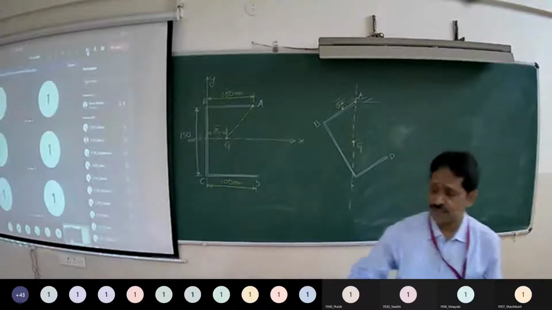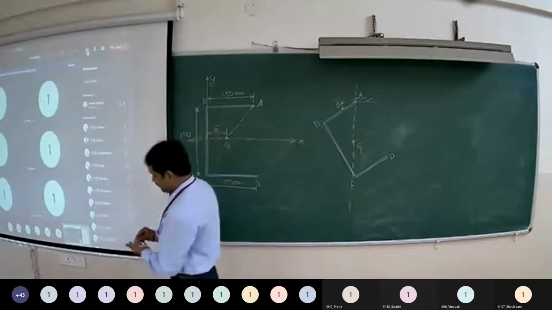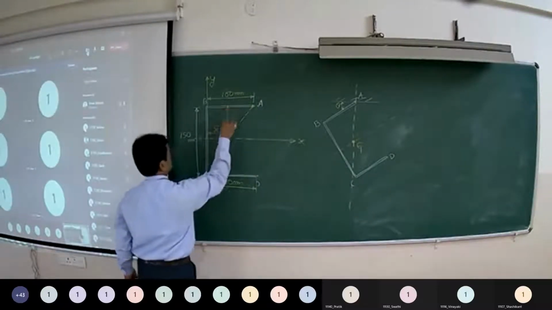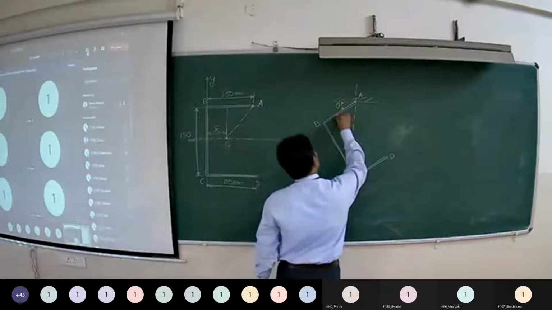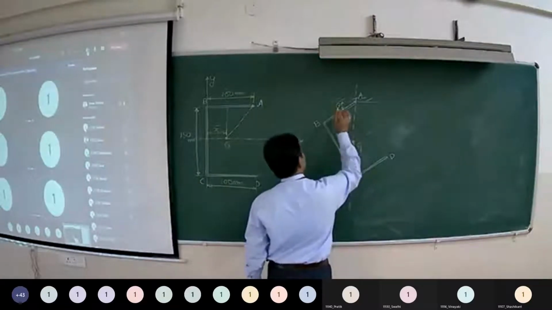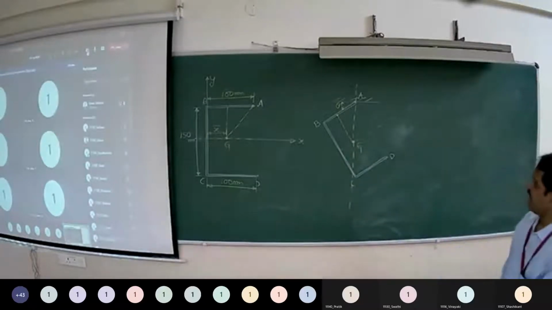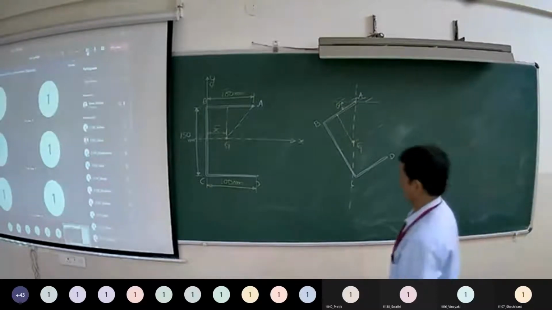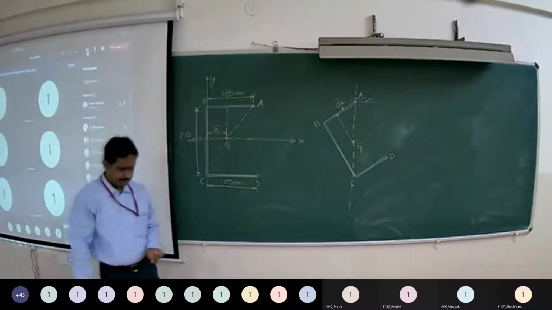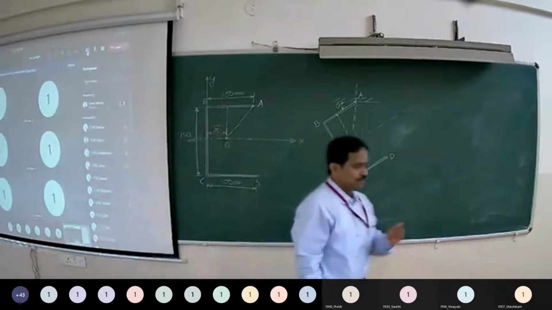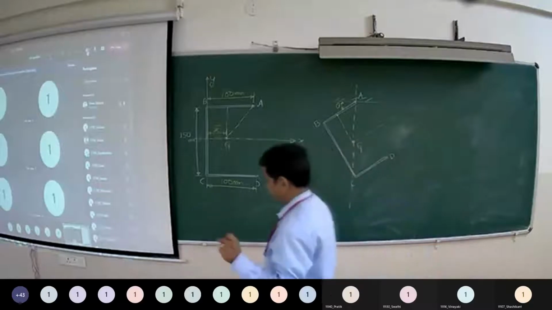When a body is suspended freely from any point, the center of gravity of that body will be located on the vertical line passing through the point of suspension.